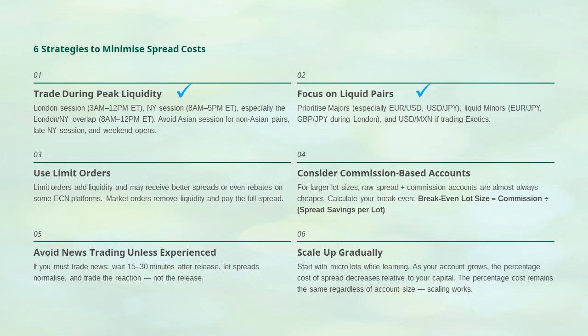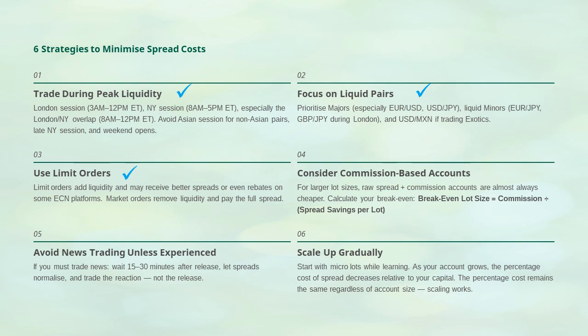Strategy 2. Focus on liquid pairs. Prioritize majors, especially Euro to US dollar and US dollar to Japanese yen. If you trade minors, choose liquid ones like Euro to Japanese yen or Pound sterling to Japanese yen during London hours. If you trade exotics, US dollar to Mexican peso is the most liquid.